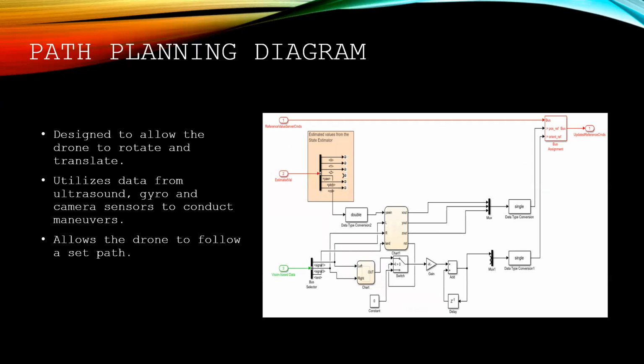As shown previously, the path planning block is a subblock within the control system. The control system is designed to allow the drone to move linearly and rotate in order to conduct turns while following the line. The system takes in data from the ultrasound, gyro, and camera sensors. The sensor data is then fed into 2 charts where they dictate whether the drone rotates and or translates in a certain direction.